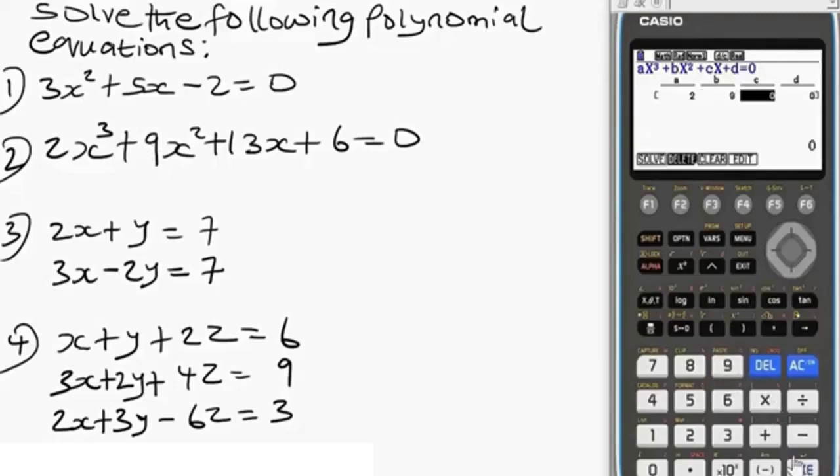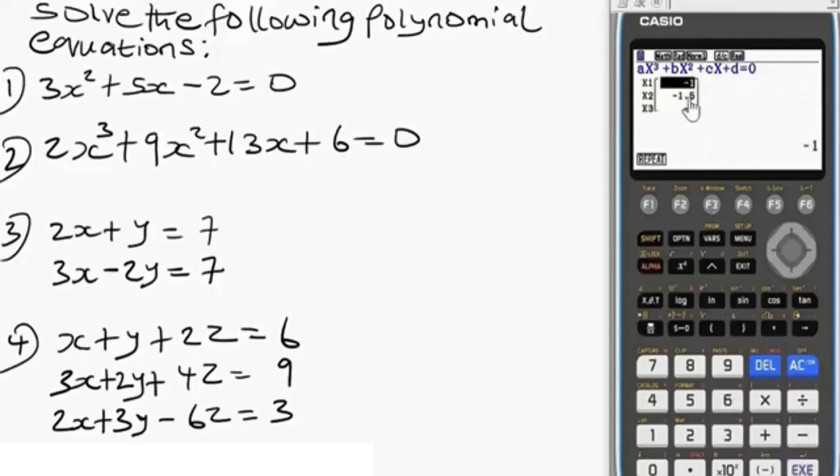Press execute. Our c here is 13x, the coefficient of 13x here is what? 13. Then the constant here is what? 6, which is our d. We press 6, and that's all. Now let's press execute to begin to get the roots of this equation.